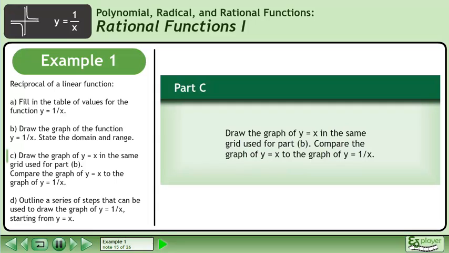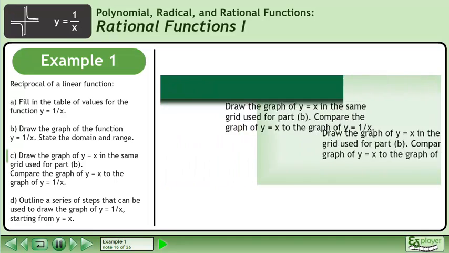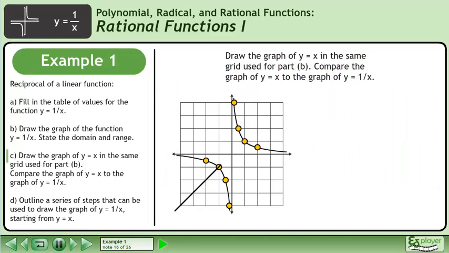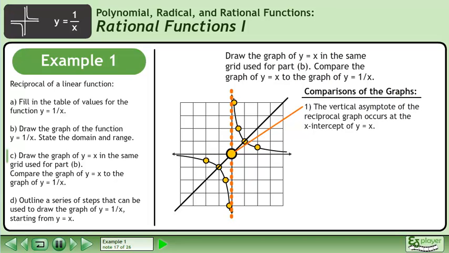In part C, draw the graph of y equals x in the same grid used for part B. Compare the graph of y equals x to the graph of y equals 1 over x. Draw the graph of y equals x. Now we'll compare the graphs.